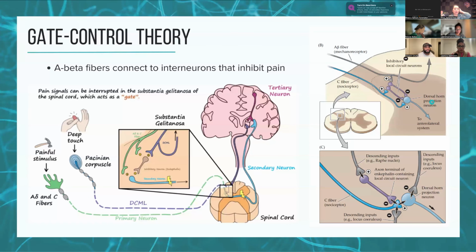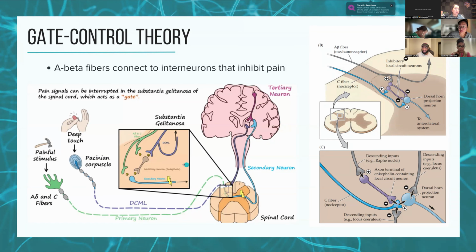And then the gate control theory. So the gate control theory is what we have been talking about, which is this interneuron that acts as a gate to control the amount of signaling that goes to the brain. We talked about one mechanism, which is that descending pathway, but I briefly mentioned the other mechanism in the earlier part of this talk, which is about these A beta fibers.